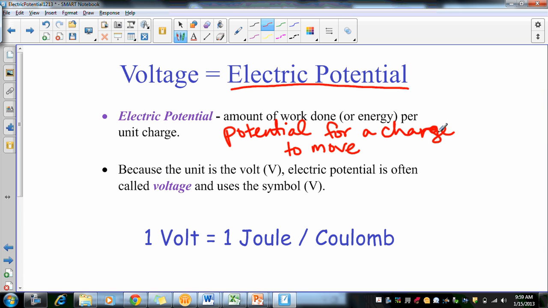Because the unit is the volt, electric potential is often called voltage. So let me make sure I underline that. Electric potential is voltage. Electric potential is voltage. So voltage is just kind of a layman's term that we use for electric potential. This is the scientific term. This is the everyday language term. And 1 volt is 1 joule of energy per coulomb of charge. So charge is measured in coulombs.